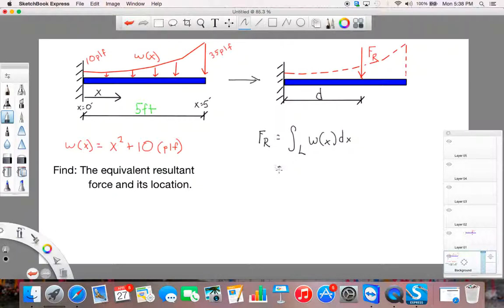So for our specific problem, we have the integral from x equals 0 feet to 5 feet. w of x is x squared plus 10 dx. So it's a straightforward integral, and we find that we end up with the following result. Evaluate it at 0 and 5 feet. And we find that our force resultant is 91.7 pounds.